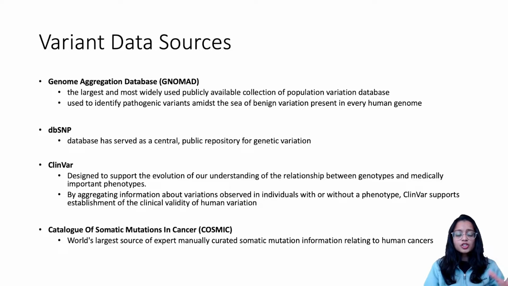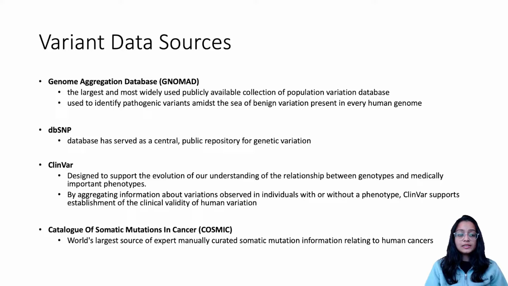Just to quickly go over these data sources, gnomAD, which stands for Genome Aggregation Database, is apparently the largest collection of variation across the population. It can be used to identify whether the variant that we are seeing in a particular gene or region is present in every genome, or is present in a specific collection of a population, or is a pathogenic variant.